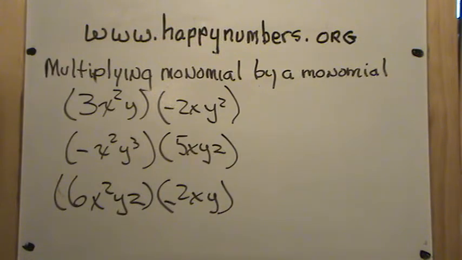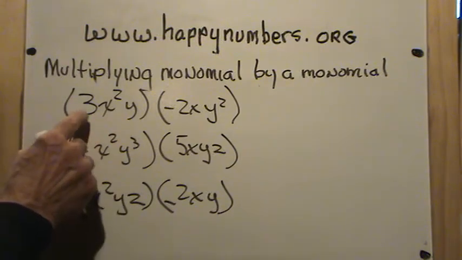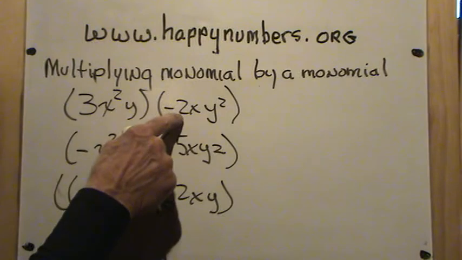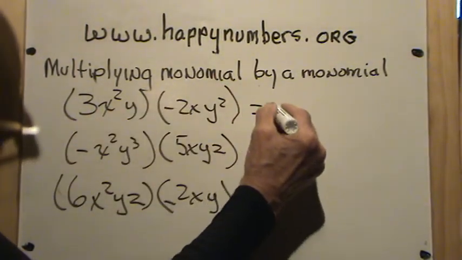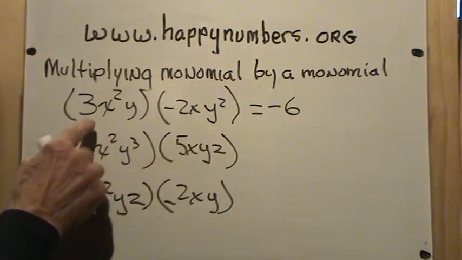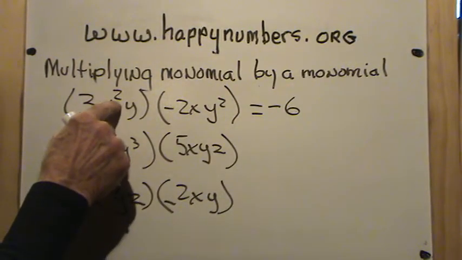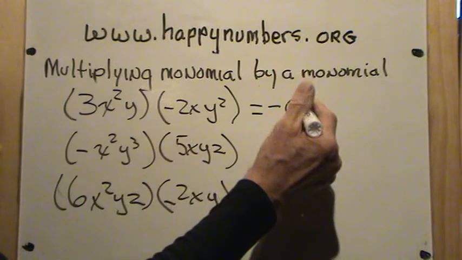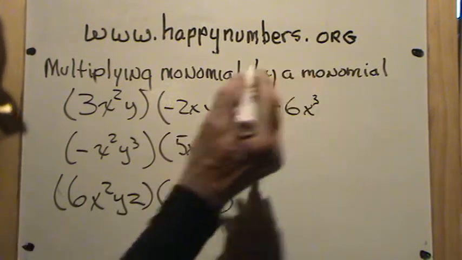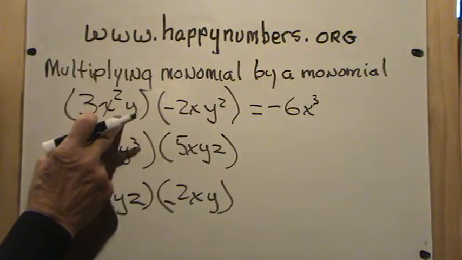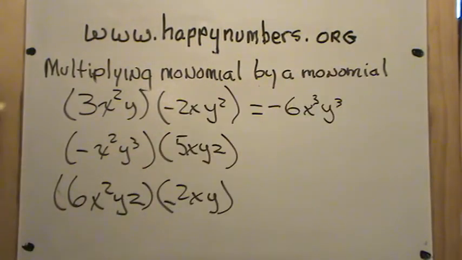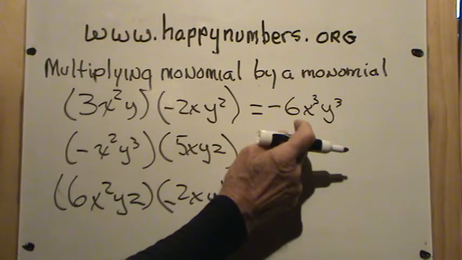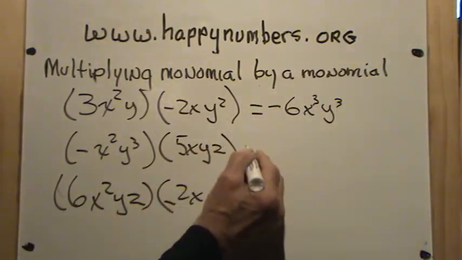Okay, let's take a look here. Well, we know here we multiply their coefficients. So we have positive 3, negative 2 gives me negative 6. I have x squared and x, and this is x to the first, gives me x to the third. I have y to the first, and y squared gives me y to the third. So our answer is negative 6, x to the third, y to the third.